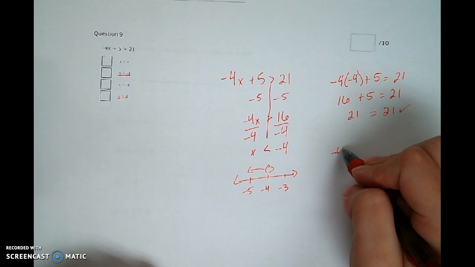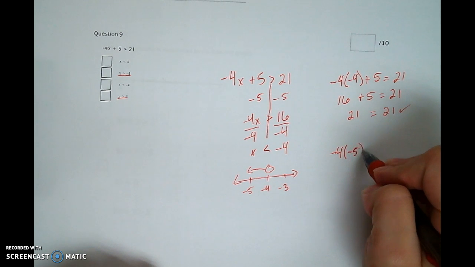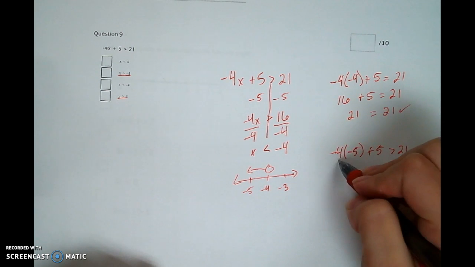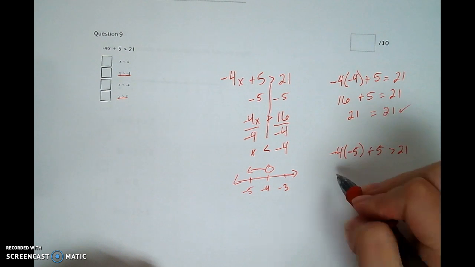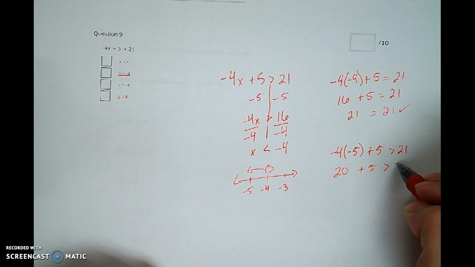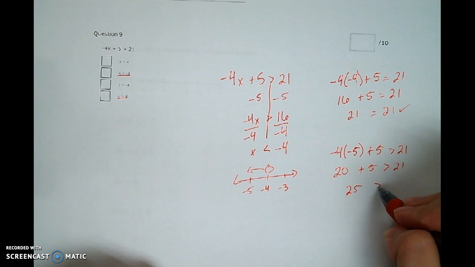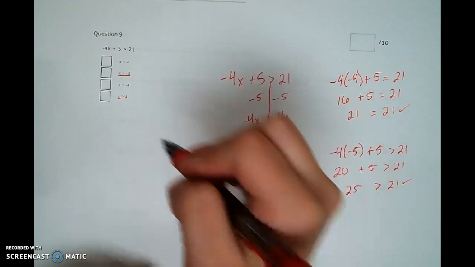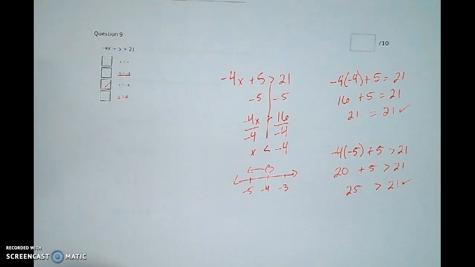So I have -4 times -5 plus 5 is greater than 21. -4 times -5 gives me a positive 20. And then plus 5 hopefully is greater than 21. And I know that 20 plus 5 gives me 25, which is greater than 21. So my direction is also correct. So I can go ahead and select my answer choice.